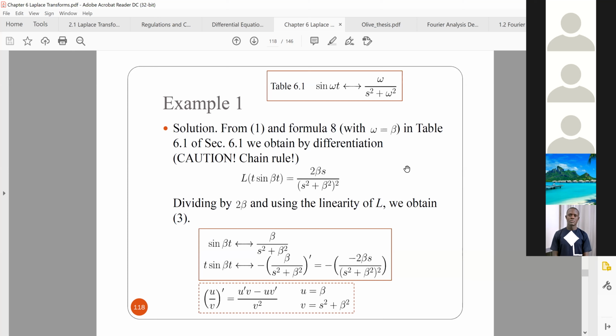I hope you've been able to get to that answer. I don't know if it was 2 minutes. I didn't check the time before I kept quiet. It just seemed like a long time. Anyway, so you should be able to get this for t sine beta t.